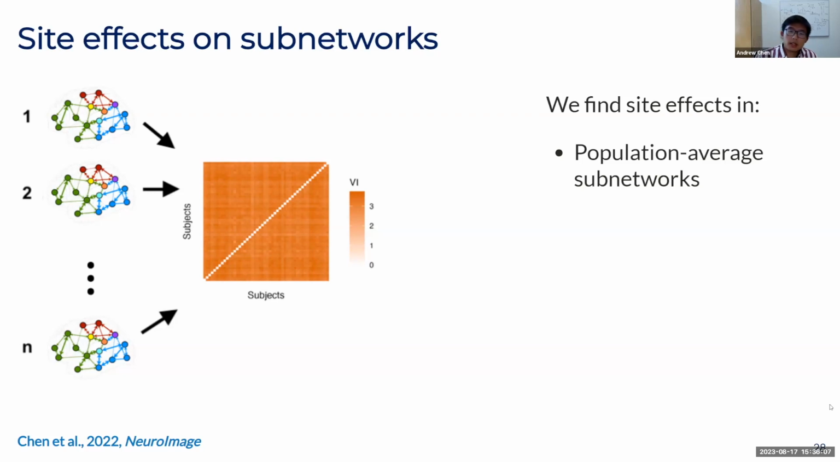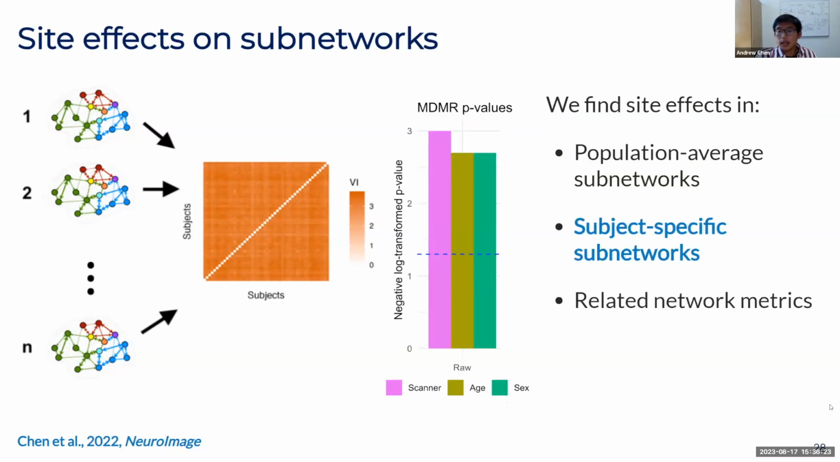So here we use a measure called the variation of information, which is a valid distance measure on the space of possible subnetworks. And what we do is we look at these distances and we want to ask the question, are these subject-specific subnetworks different across the population? And what we found is yes, that there is a striking difference. Here is a plot where we transform the p-values such that anything above the blue line is indicating a significant effect. And so here we see in our sample that there's a significant effect of scanner, as well as age and sex, in the individual subnetworks collected for each individual.